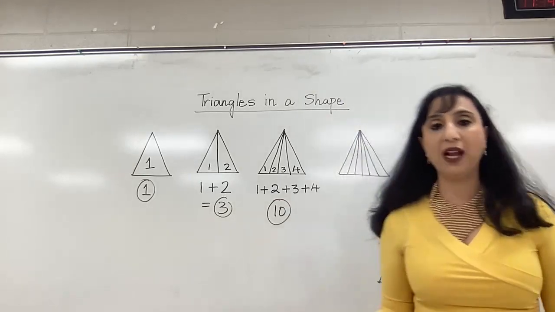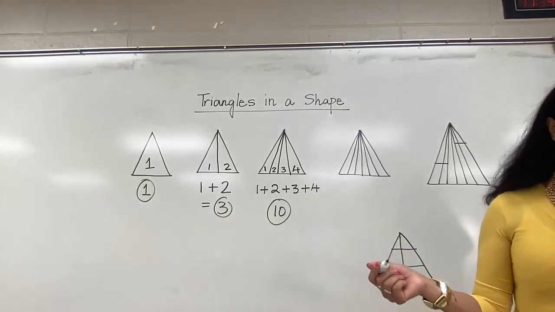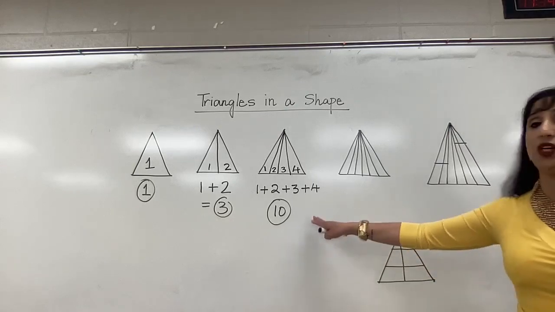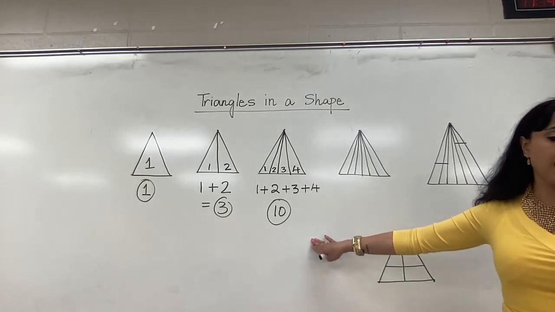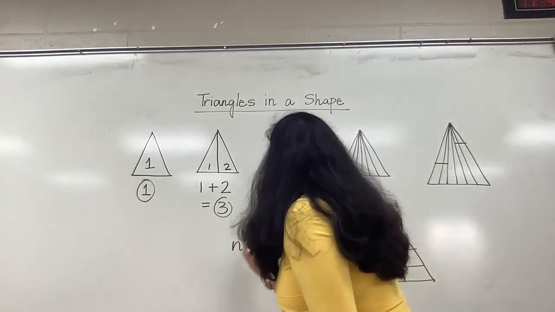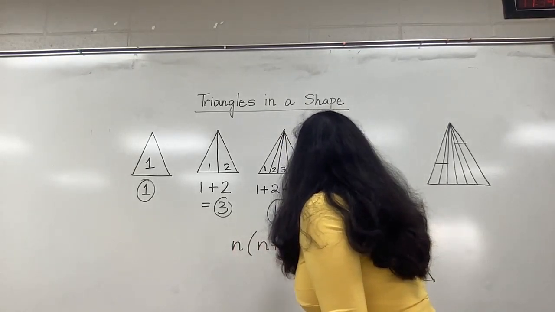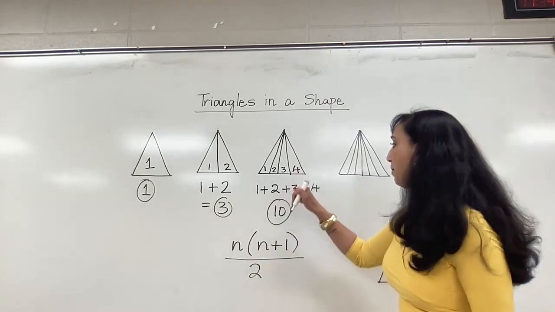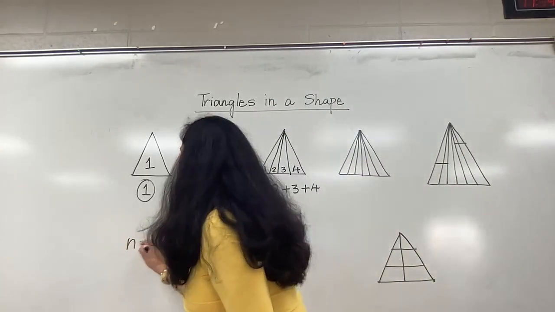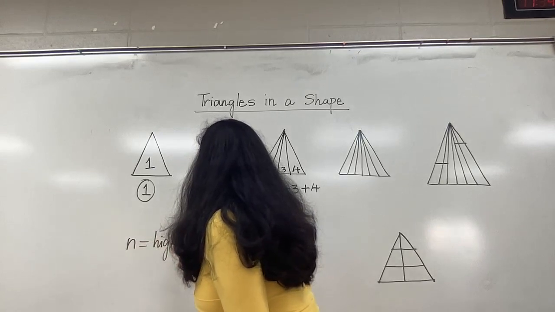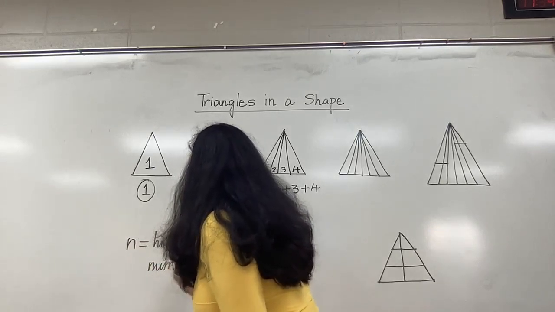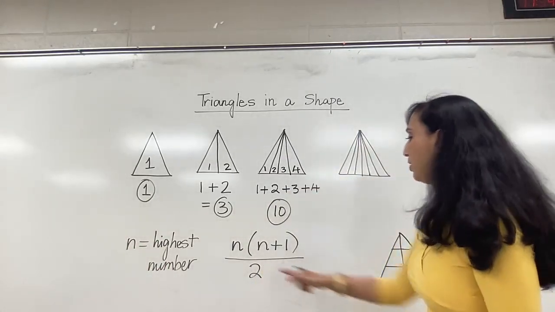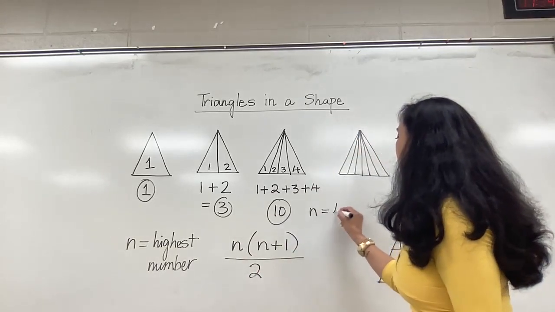So there's also a formula for this, which I'm now going to show you and correlate, the same thing, how I got 10 over here. So I'm just going to use this triangle over here, and it is n times n plus 1, divided by 2, where n is nothing but the highest number over here. So n is equal to the highest number that you are calculating. All right. So in this case, if I look at this triangle, my highest number here is 4. So I'm going to replace n is equal to 4 over here.